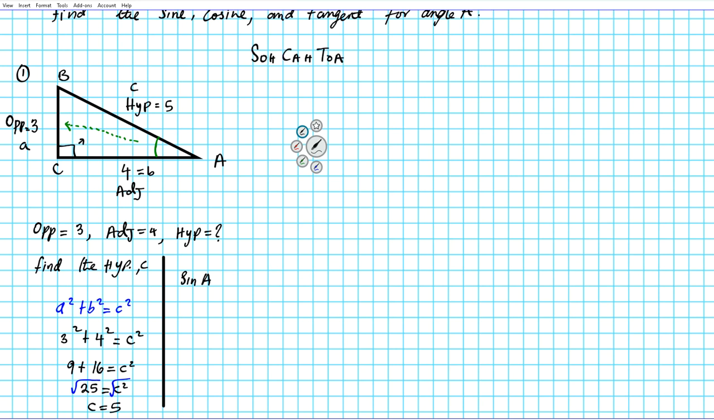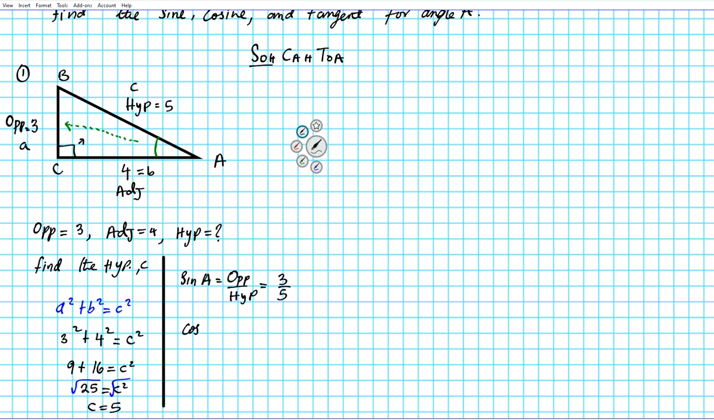SohCahToa. So for sine, we're using the first 3, right? So sine of A is opposite over hypotenuse. So that's going to be opposite is 3 over the hypotenuse, which is 5. All right? So sine A is 3 over 5.